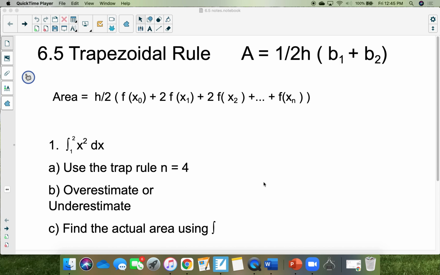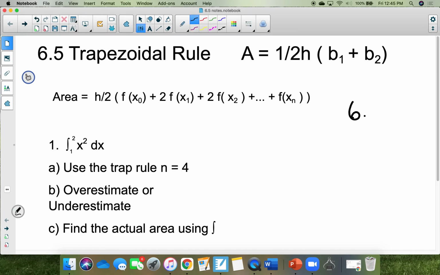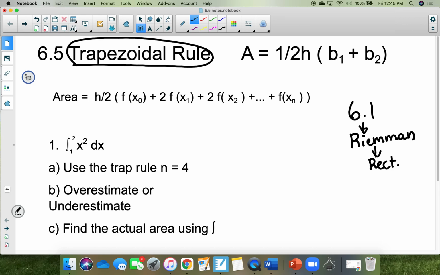So the last section, 6.5, is called the trapezoidal rule. Basically, we're going to go kind of full circle. In 6.1, we learned how to use Riemann sums, or rectangles, to find the area. Instead of using a rectangle, they want you to use a trapezoid.